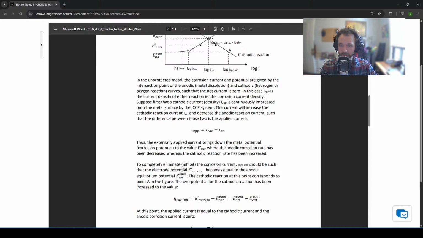Thus, the externally applied current brings down the metal potential to the value of E corrosion prime, which is right here, as we were saying, where the anodic corrosion rate has been decreased, whereas the cathodic reaction rate has been increased.